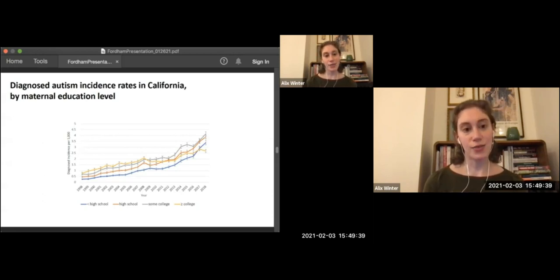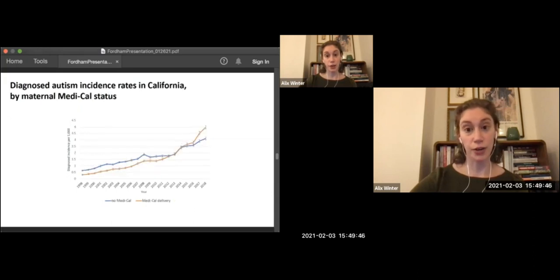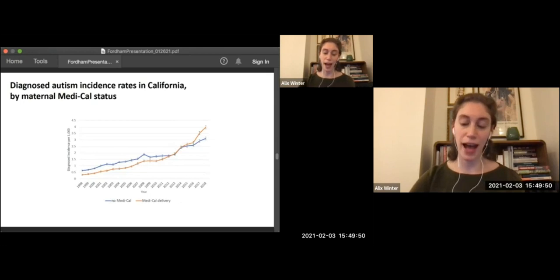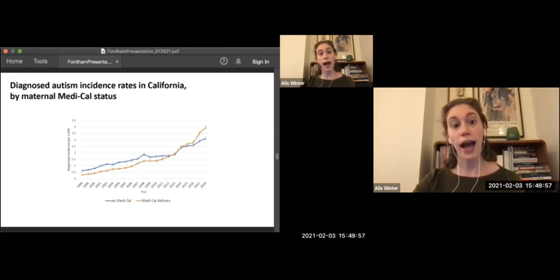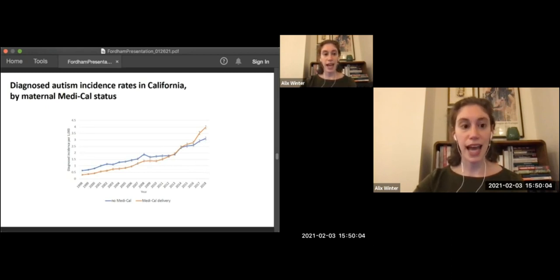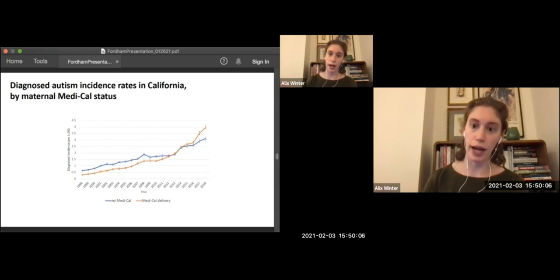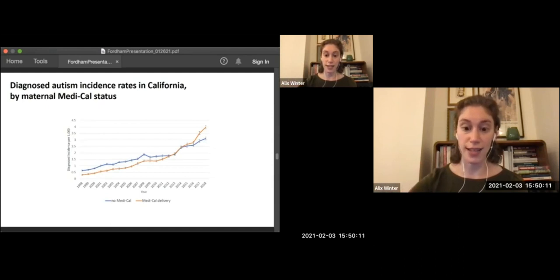Looking at incidence rates by another measure of maternal socioeconomic status, Medi-Cal receipt, puts this finding into even starker relief. So rates of autism diagnosis, as we said earlier, have historically been higher in the United States and in California among people of higher socioeconomic status, or people who do not receive Medi-Cal in this case. But this long-standing finding reversed in California in the 2010s, which we see here in the lines crossing paths with each other.